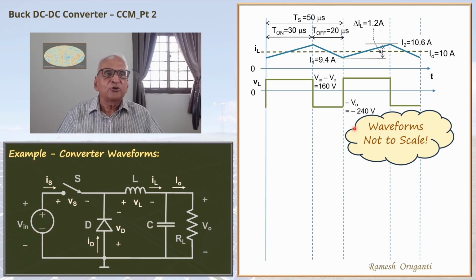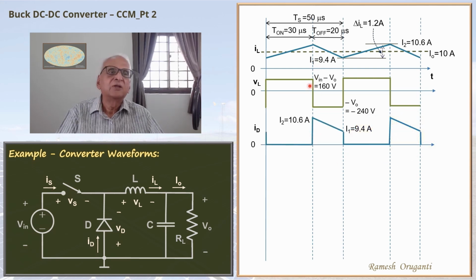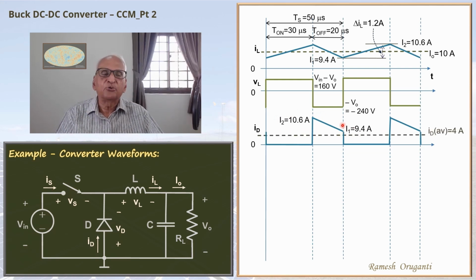The diode current is nothing other than the inductor current during the off interval. So we can draw the diode current as shown. The value of the inductor current here is 10.6 amperes. So the diode current starts from I2 equal to 10.6 amperes and goes down to I1 equal to 9.4 amperes. So the average diode current, we have calculated it, 10 times 0.4, 4 amperes.